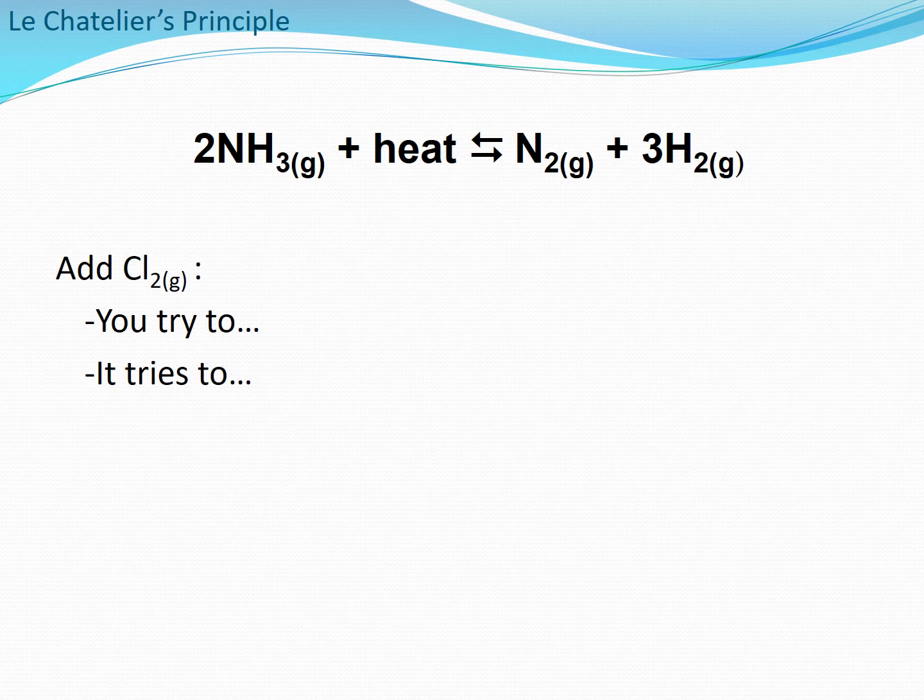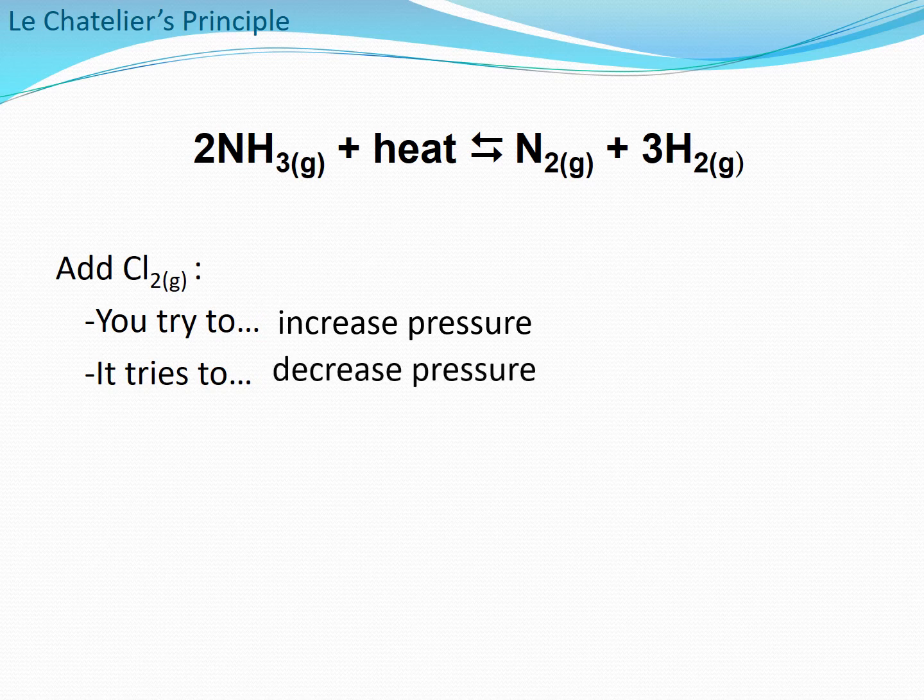So I'm adding chlorine gas. It's not a noble gas, and it's not in our equation. So that means if I'm adding a gas, I'm just trying to increase pressure. So the system is going to try to decrease pressure, and to decrease pressure, it will want less gas.